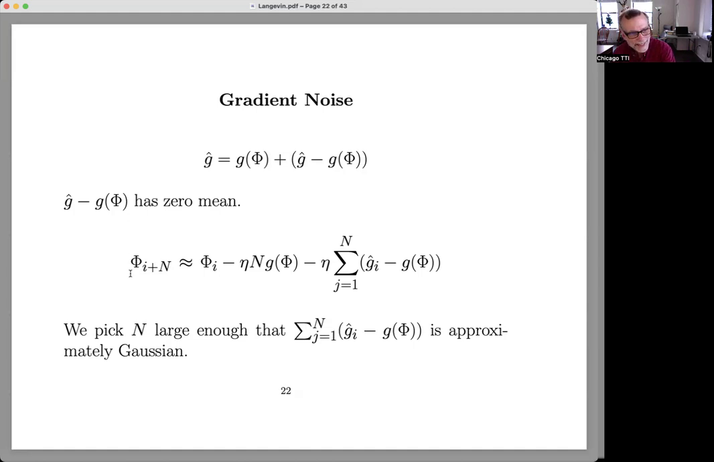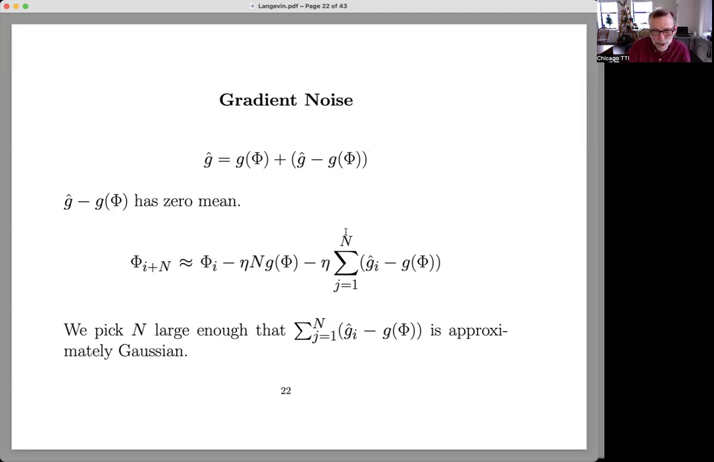So I can rewrite this as phi of i plus n is phi of i minus, now this is going to be the standard gradient descent update, if we're doing it in the appropriate way, where we scale the learning rate with the mini batch size. So I'm writing this as a true gradient, a true linear term, plus minus eta times a noise term, right? This is now a zero mean noise term.